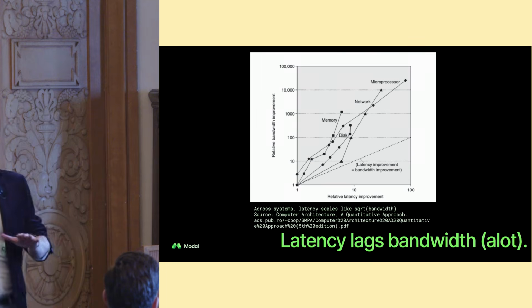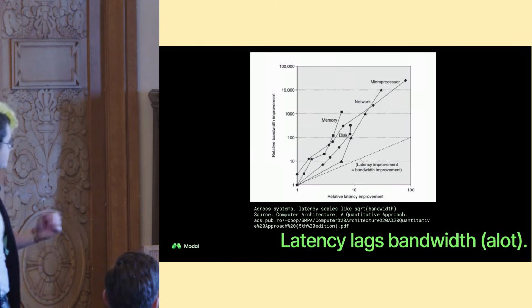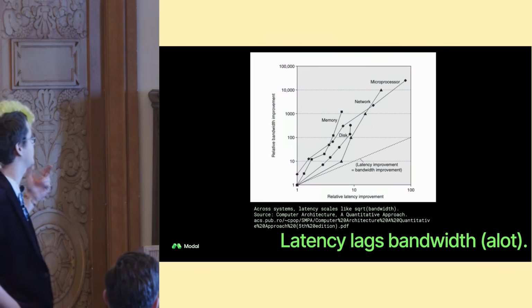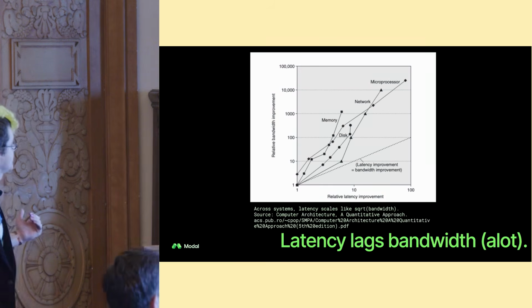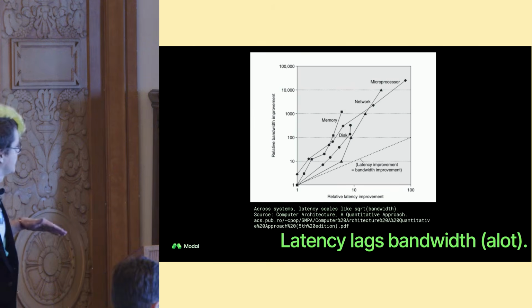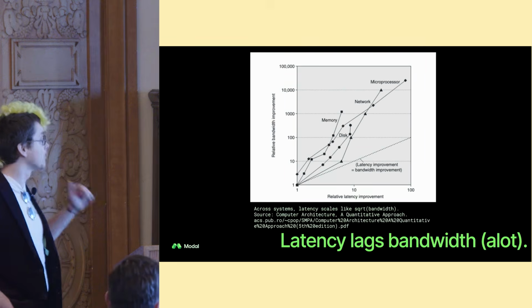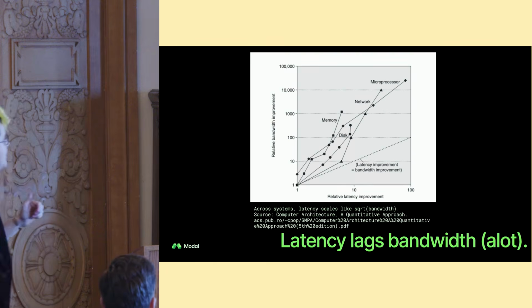But this is actually a very generic phenomenon that has been noted across multiple computing systems. This is looking at the memory subsystem, the network subsystem, the disk subsystem, and the microprocessor, which we were just discussing. Over time, how does bandwidth improve versus latency? This comes originally from David Patterson, but this version is from his textbook.